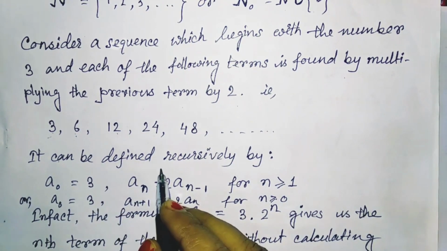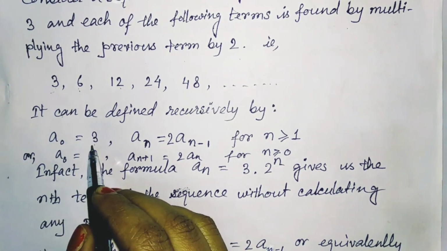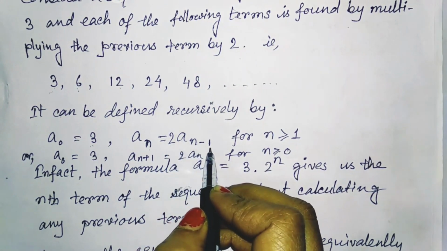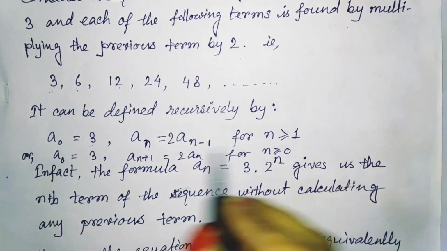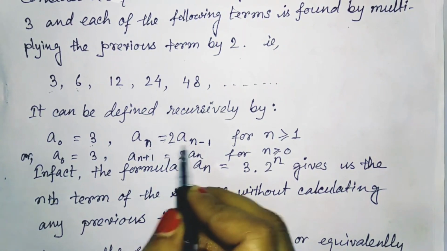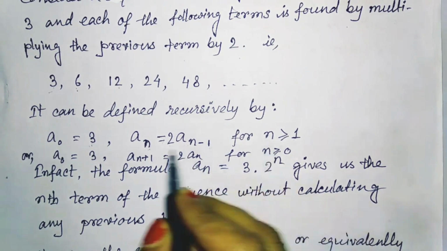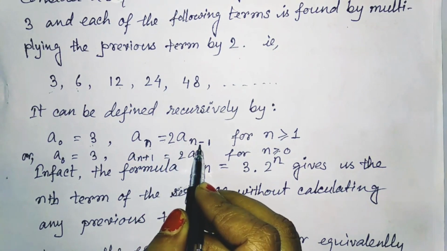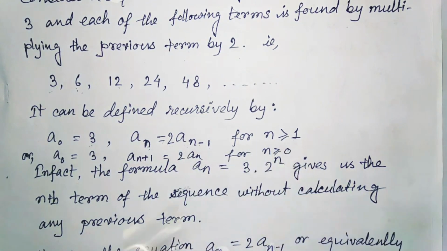It can be defined recursively by a0 is equals to 3, a0 means the first term, and an is equals to 2 into an minus 1, where n is greater than equals to 1. That means when n is equals to 1, we will find out a1 is equals to 2 into a0. a0 is 3, hence a1 is equals to 6. When n is equals to 2, then a2 is equals to 2 into a1. a1 is equals to 6, hence a2 is equals to 12, and so on.